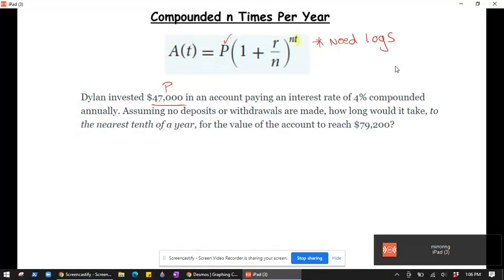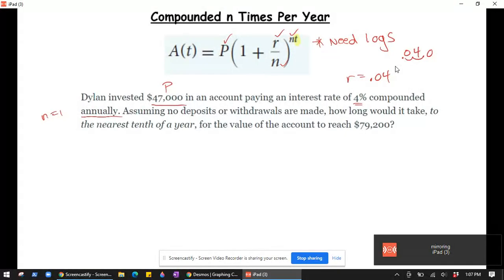The interest rate is 4% compounded annually. So 4% is our rate, and I need to express that as a decimal. So don't forget that 4% would be written as 0.04. Okay, I got my rate. It's compounded annually, so that tells me my n value is a 1, which is nice because then r divided by n is just r, and then the n times the time would just be time, rather. Okay, so we've got a lot of this covered so far just from the first sentence.